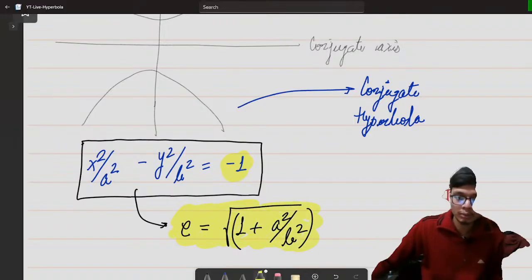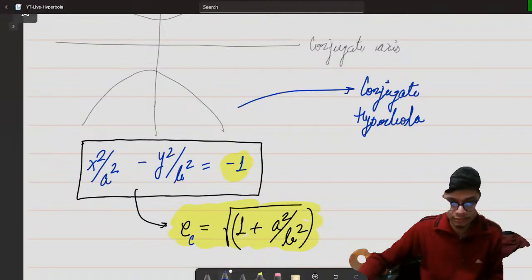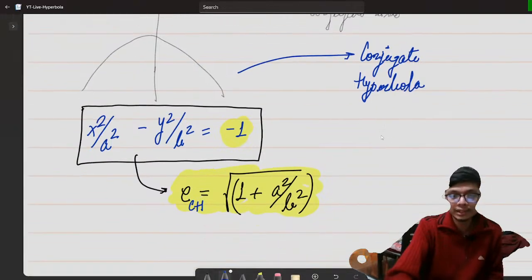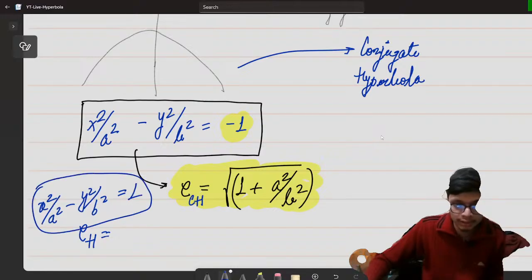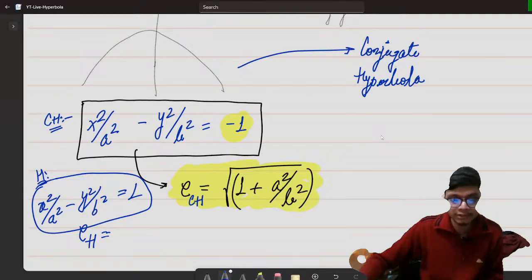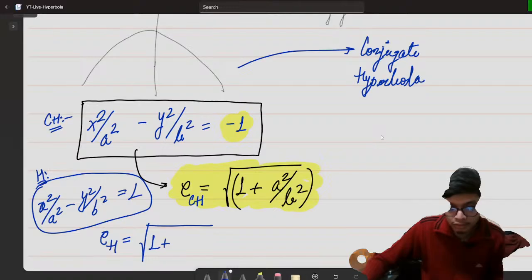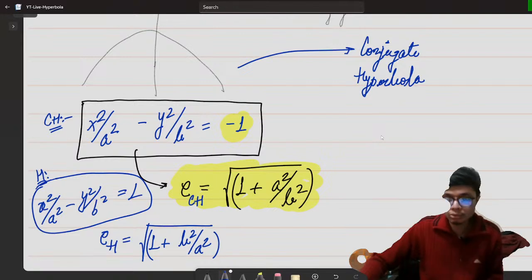Also, we can define another parameter, let us say this is for conjugate hyperbola, CH. E_CH is given like this, and earlier we have seen the eccentricity for the normal hyperbola, whose equation is x square by a square minus y square by b square equals 1. We are calling this the normal hyperbola and this the conjugate hyperbola. CH stands for conjugate, and A stands for normal hyperbola. In the normal hyperbola, the eccentricity was given as square root of 1 plus b square upon a square, right? So these two are known to us.